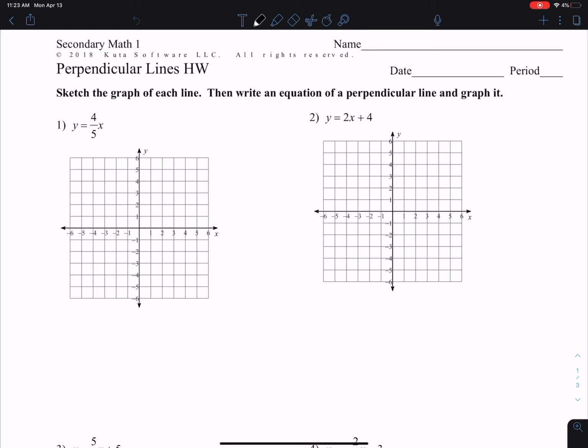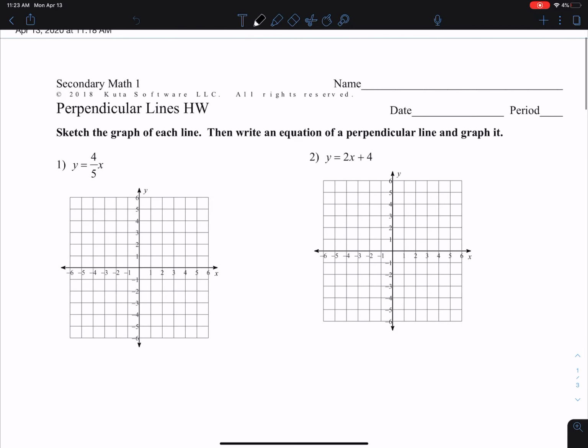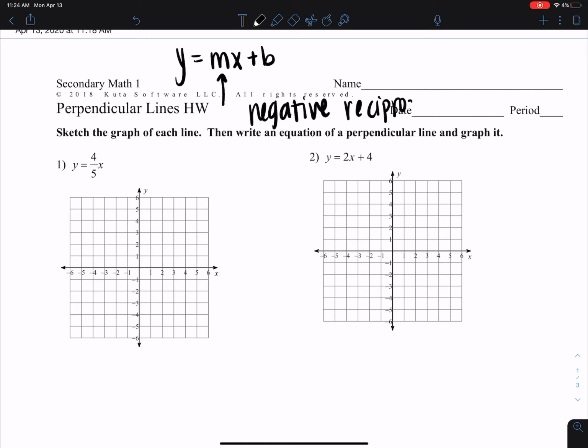This video is about how to graph perpendicular lines. So the directions say sketch the graph of each line, then write an equation of a perpendicular line and graph it. The last video was about parallel lines, where the slope is the same. For perpendicular lines, we're looking at the slope again, but instead of it being the same, it's the negative reciprocal, which means that we flip the fraction upside down and then we change the sign.